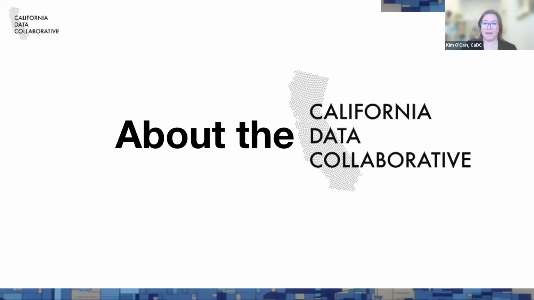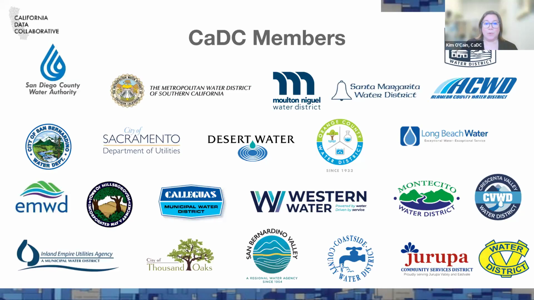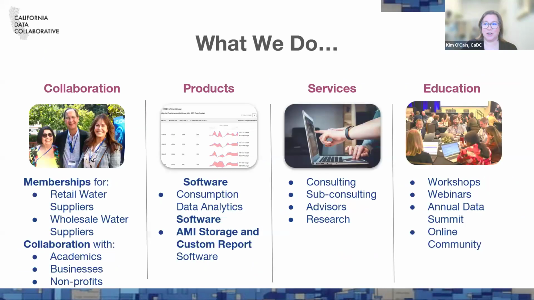So a little bit about the CADC and what we do. We are a nonprofit. We're staffed by data scientists. But we're really governed by a group of water agencies across California that really want to use data to help better manage their water resources and drive resiliency and sustainability. So we have 23 members and we're growing, and we hope that you will join us on this journey.